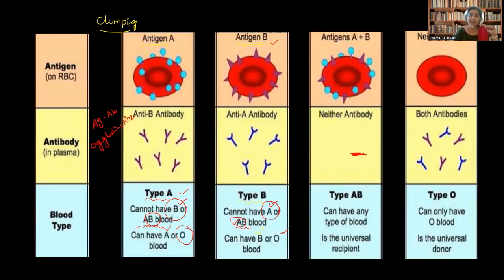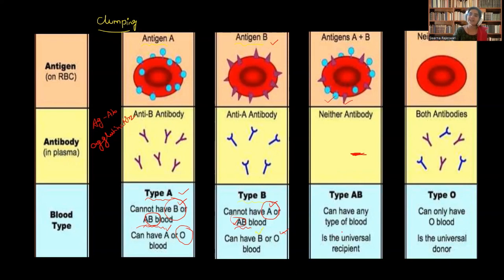So what happened in the AB group person? In the AB group person, he contains both types of antigen: A antigen and B antigen also. But his plasma doesn't contain any antibody. Why? Because he is treating both antigens as his own, so he will not have any antibody.